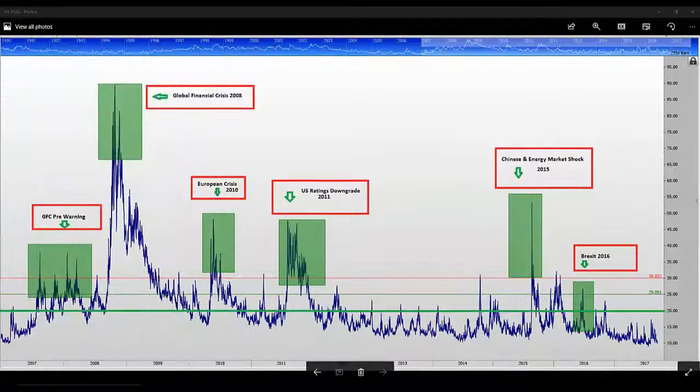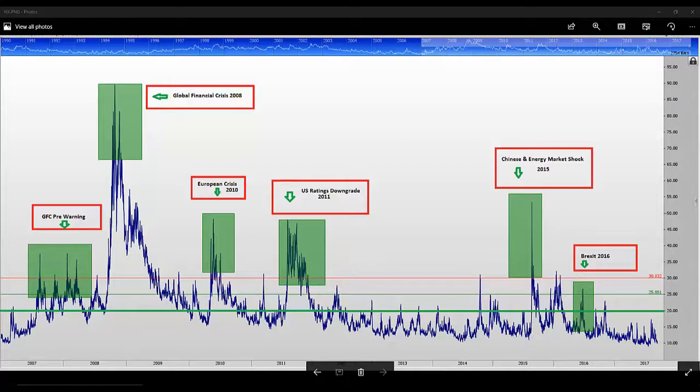So in front of you, you'll see a chart of the Volatility Index, or the VIX. And what I've done is I've plotted every major financial crash or pullback that we've had over the last 10 years or so. So on the screen, you can clearly see the Brexit of 2016, the Chinese and energy market shock of 2015, the US ratings downgrade of 2011, the European crisis of 2010, and most importantly, the global financial crisis of 2008. Now, the main thing I want you to take note of is that every time the VIX spikes above the 30 mark, the markets have a major pullback or correction. As you can see, every single one of these events, excluding the Brexit of 2016, actually spiked above the 30 mark. So every time this happens, the markets pull back.